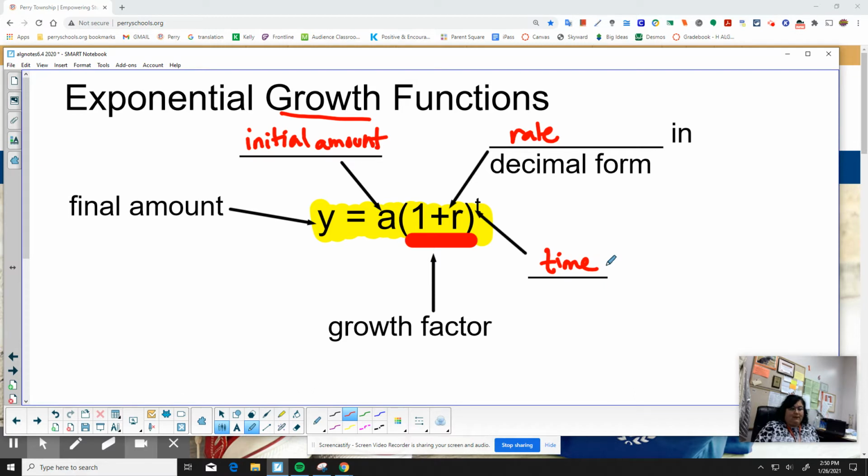So once you have that information, they should give you pieces and you plug them in and write the exponential growth function. Notice that the growth function has a plus sign.